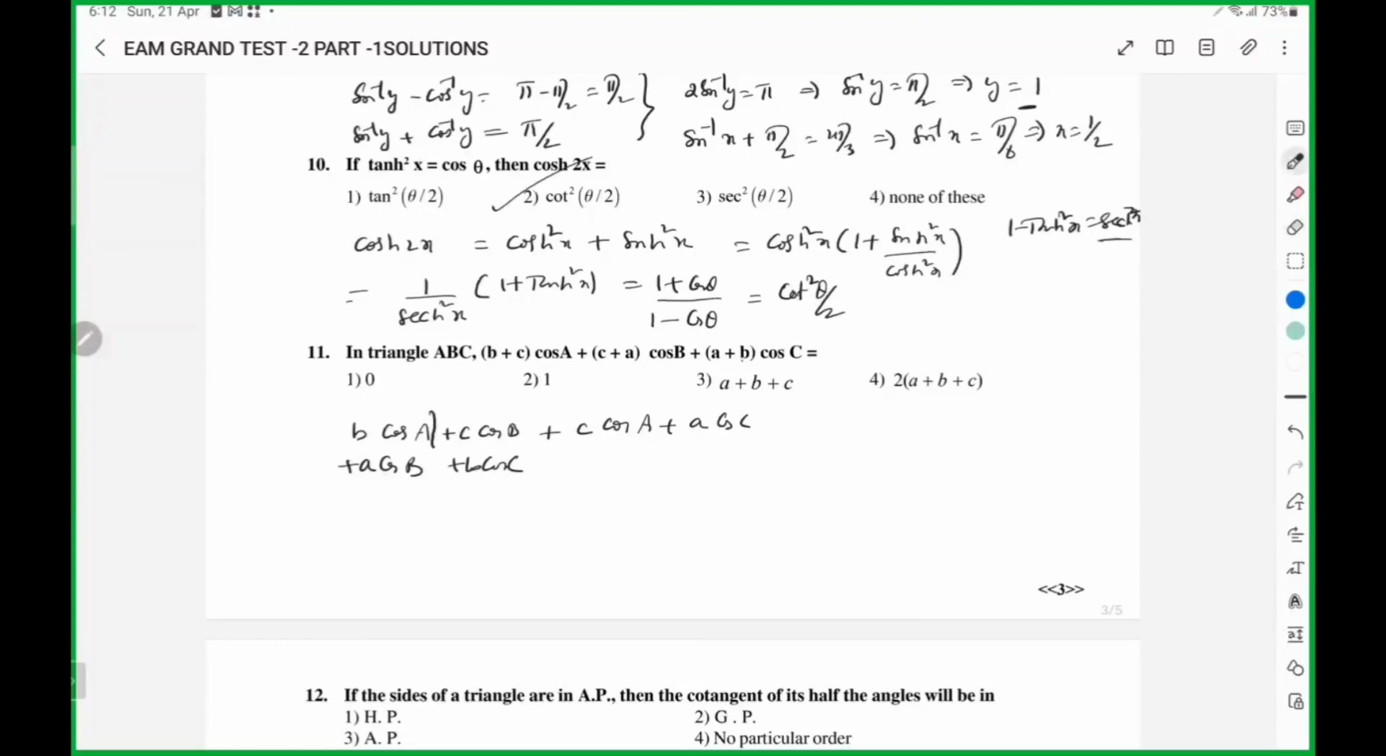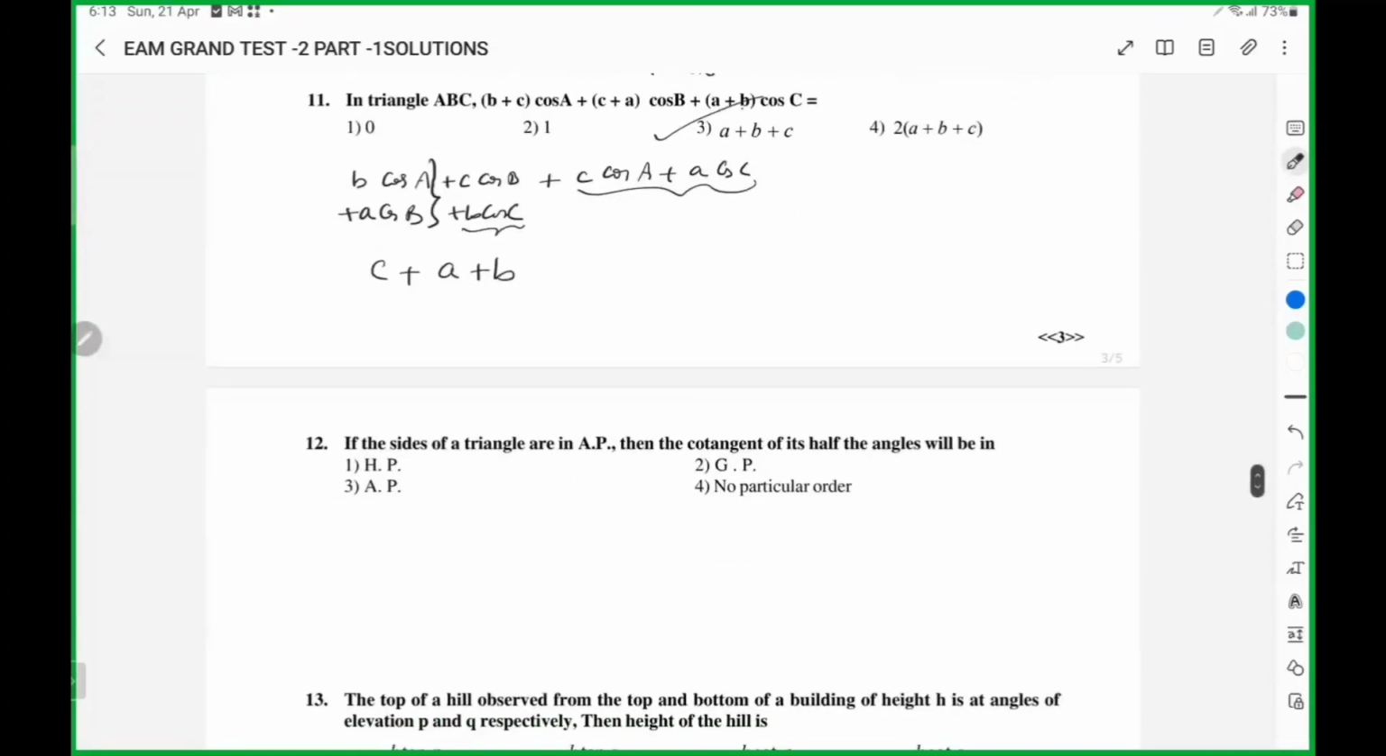So this one is C cos B plus B cos C, cos A plus A cos B, which is A plus B plus C. Or, if you have a doubt or you forget the formula, just put a=1, b=1, c=1, and angle A, angle B, angle C all become 60 degrees. Then you'll have 2 cos A, 2 cos B, that means 3 times 2 into cos 60, which is half, so 3. Substitute 1, 1, 1 in the options. In this option only you get 3.